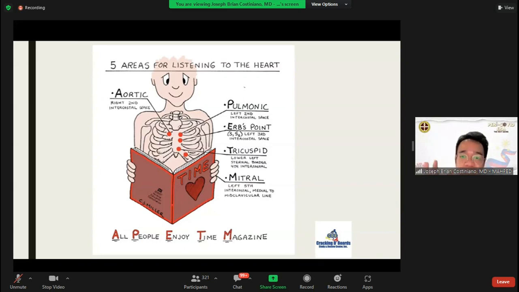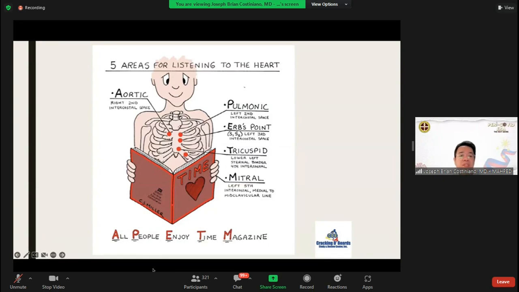So, pulmonic best heard in your left second intercostal space. Aortic best heard in your right second intercostal space. Your mitral is in the left fifth intercostal space medial to your mid-clavicular line. And then your tricuspid is in the lower left sternal border in your fourth intercostal space.